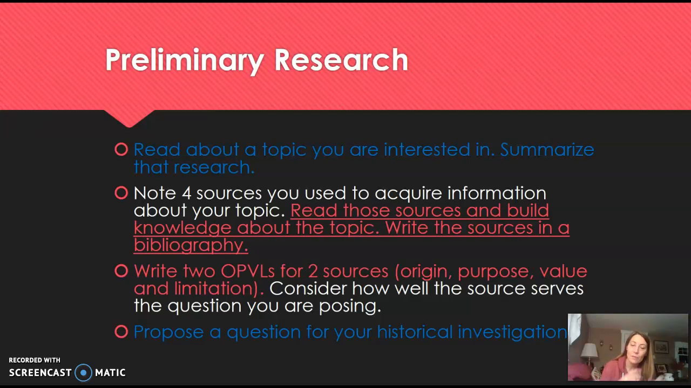So you've spent some time in an audio format describing the research that you did, and again, it's preliminary. You're going to continue to research, but this is your first work in it. Then you're also going to propose a question that you think you're going to be pursuing, and then you're also in writing going to do, based on that question, here's my 4 sources that help me find out about that question. This is the 4 sources I used for my summary of the research, and I'm also going to share in writing my 2 OPVLs, okay?